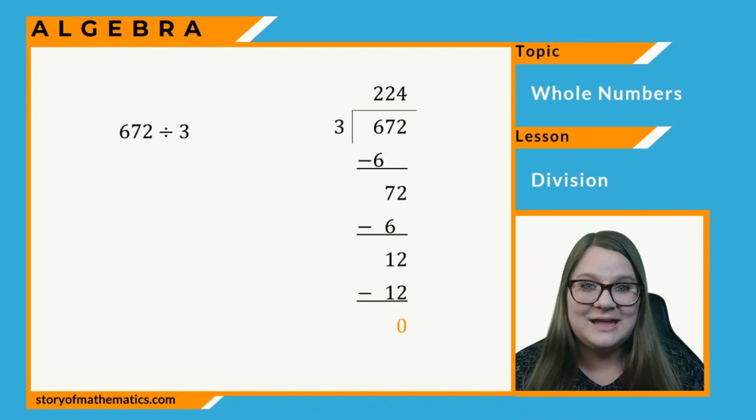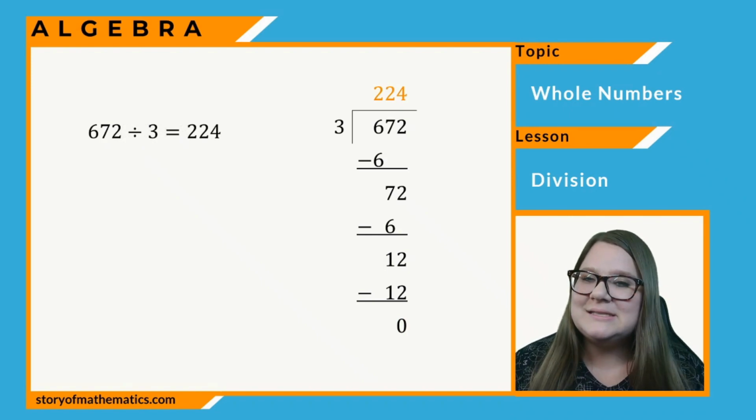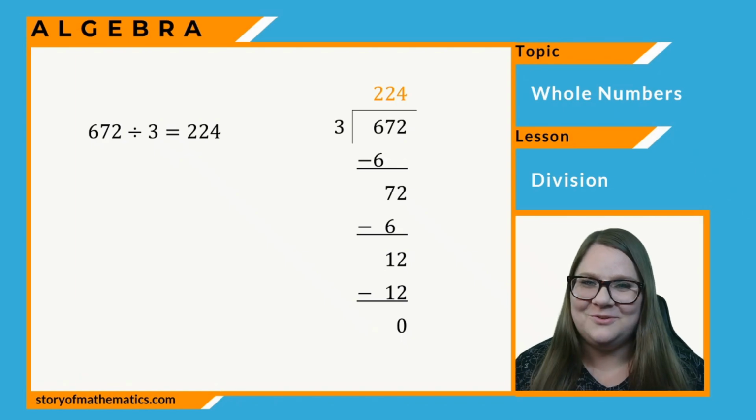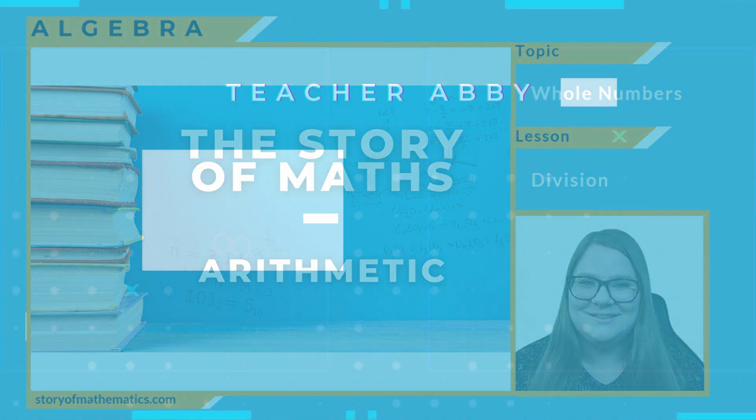I see that I have nothing left, no remainder, and that means that I can write my final answer: 672 divided by 3 equals 224. And that is your introduction to long division.